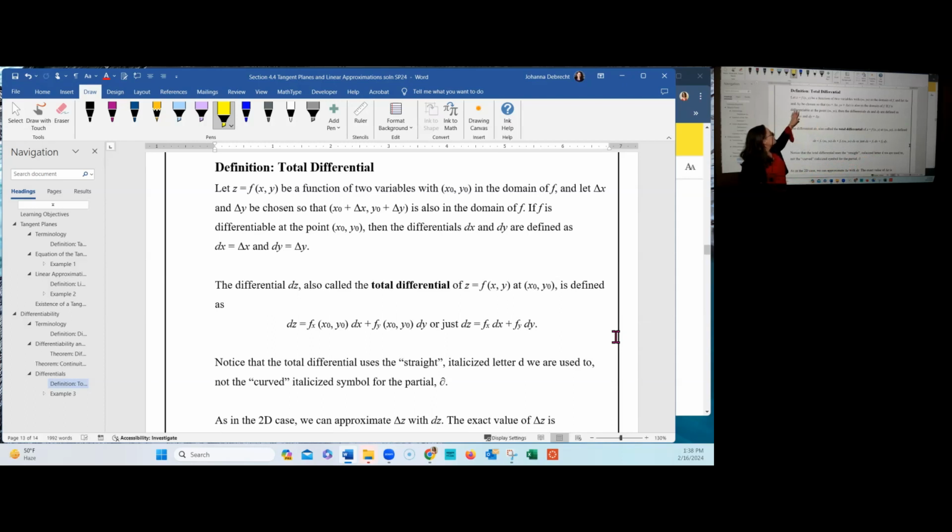Let delta x and delta y be chosen so that x naught plus delta x, y naught plus delta y, is also in the domain of f. If the function is differentiable at the point x naught, y naught, then we say that the differentials dx and dy for the two independent variables are defined as delta x and delta y, similar to what we saw with functions of a single variable.